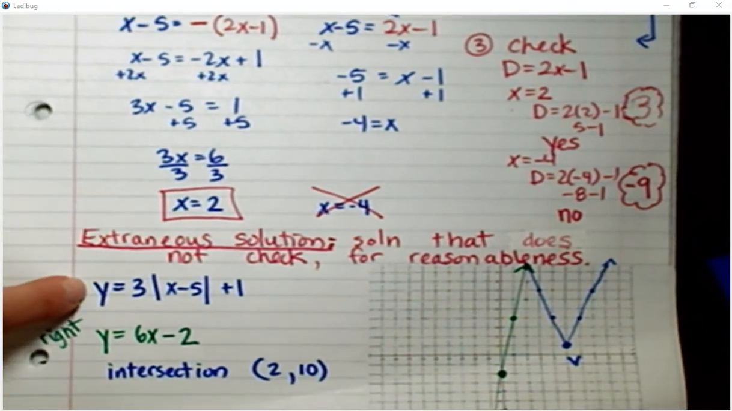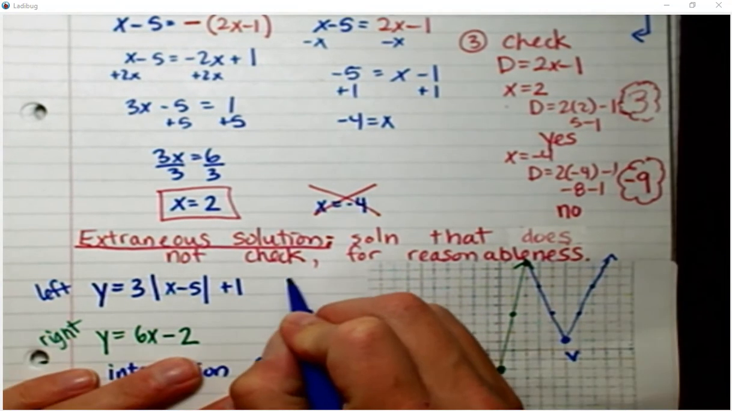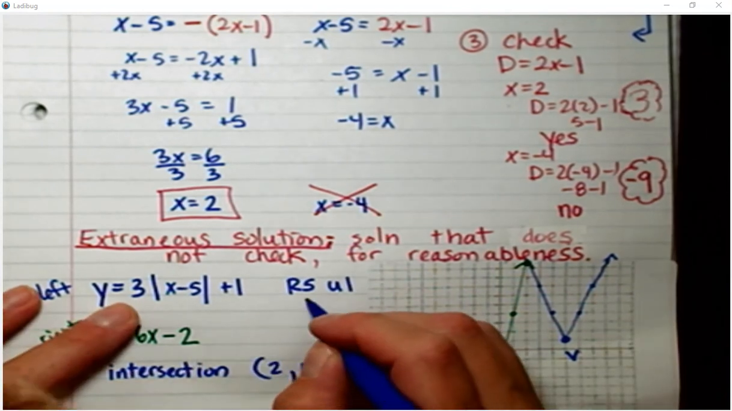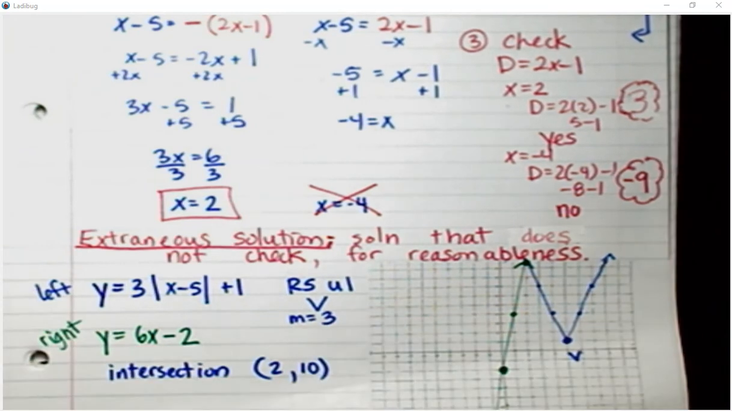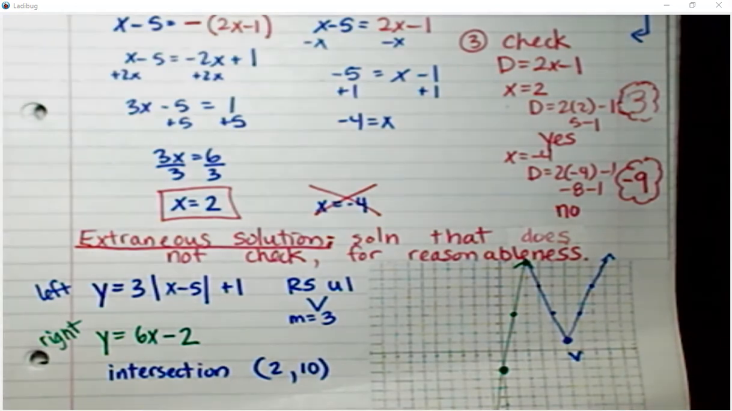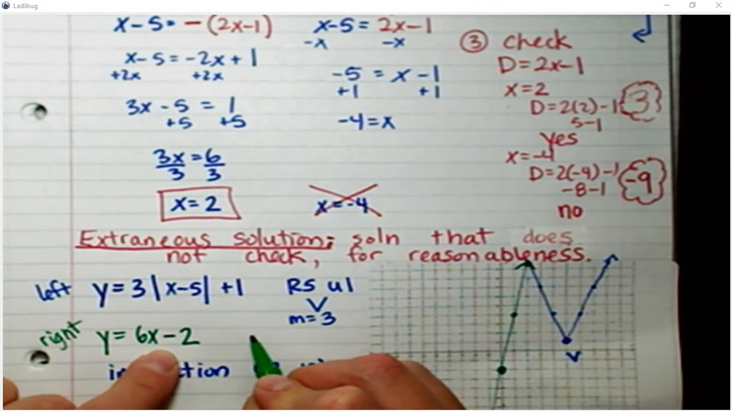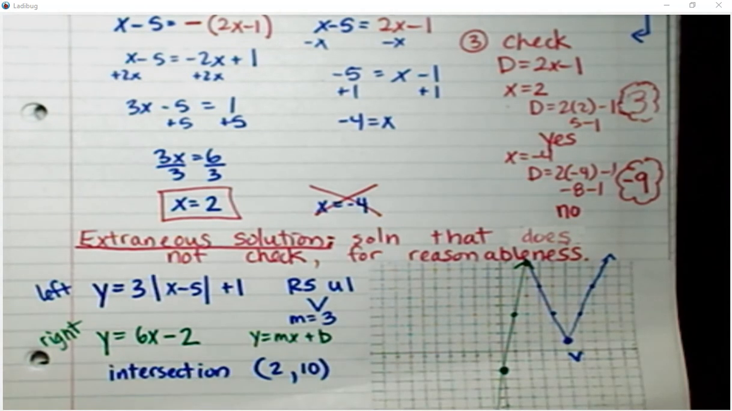This one? Okay, so I went right 5, up 1. So right 5, up 1. It's opening up and my slope is 3. Does that answer your question? Yeah. Okay, yep. So this one is y equals mx plus b. So I did the intercept and the slope on that one. Okay.